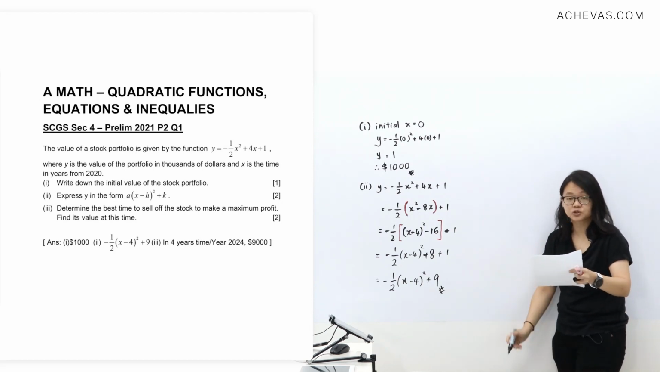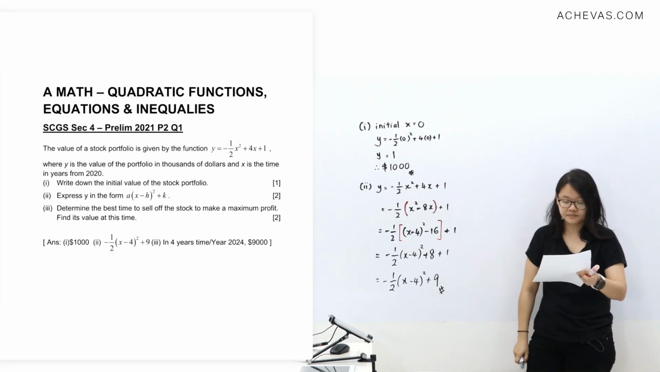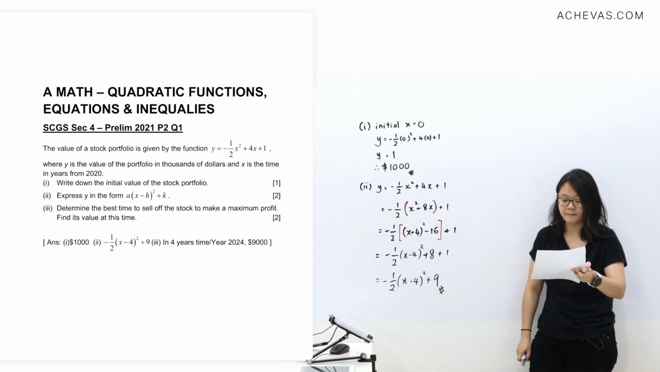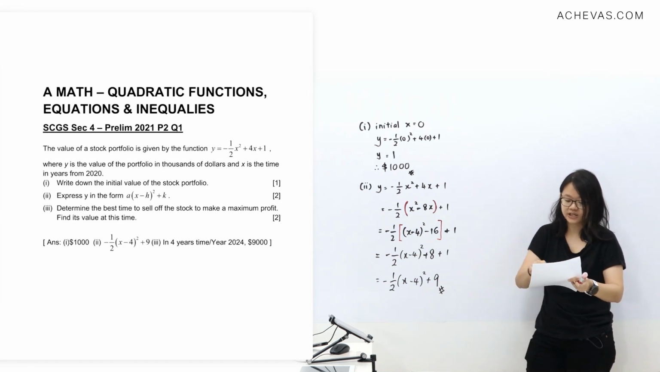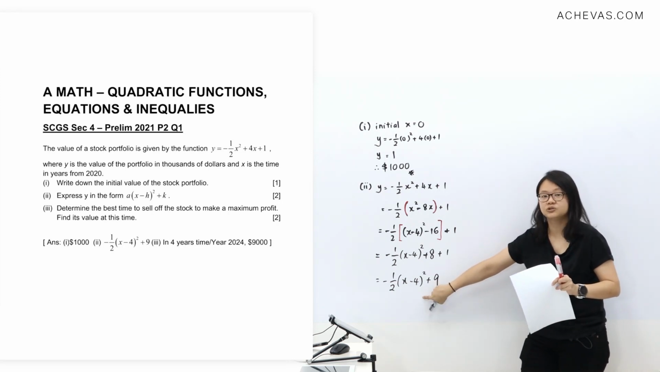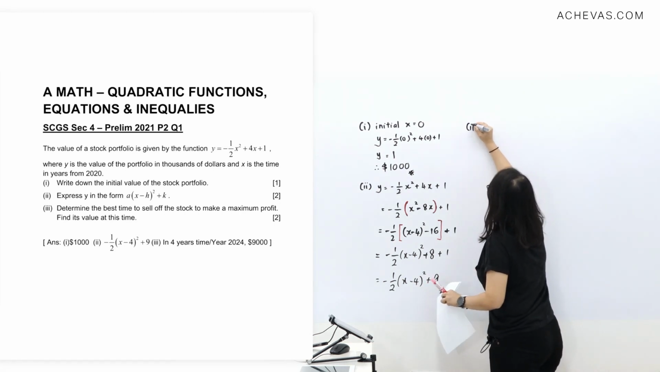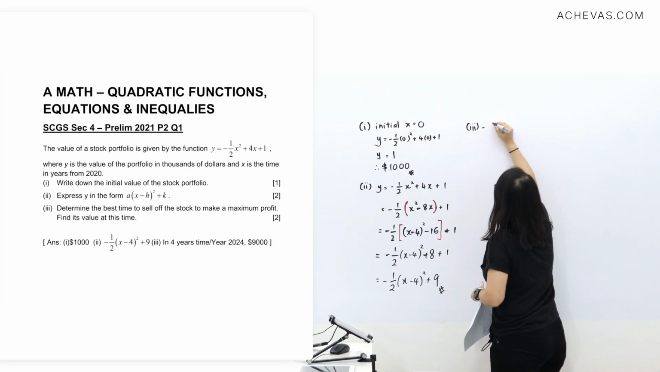Now let's look at question number 3, where we have to determine the best time to sell off the stock to make a maximum profit, and find its value at this time. So the keyword is the word maximum. So we know that this is a quadratic. That's why part 2 helps you to express it in this form, and we're going to use that one. I'm going to just pull this one up here.